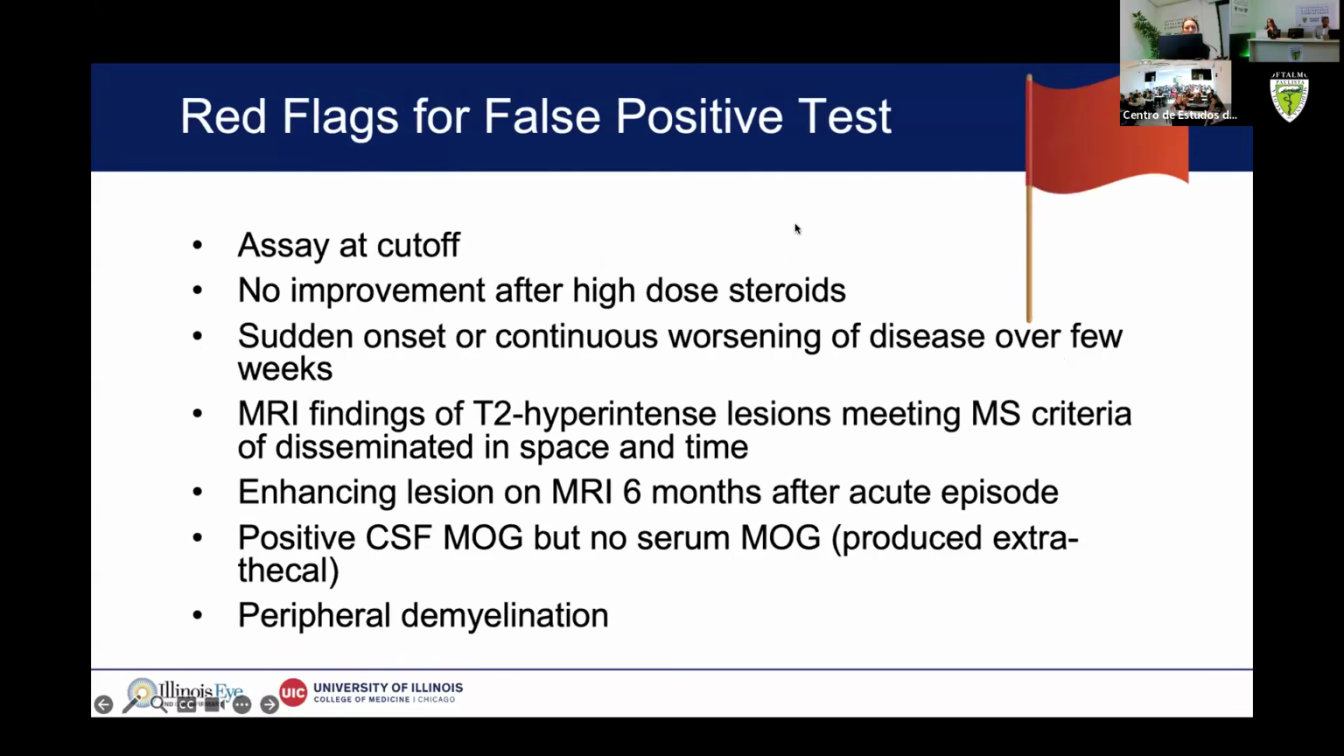Red flags when doing this test: if something's right at the assay cutoff, if they don't have improvement after steroids, the timeline of the disease, if MRI findings meet MS criteria, if they still have these enhancing lesions on MRI over 6 months later, as we know they often go away. And then if there's a positive CSF MOG antibody, but not in the serum.